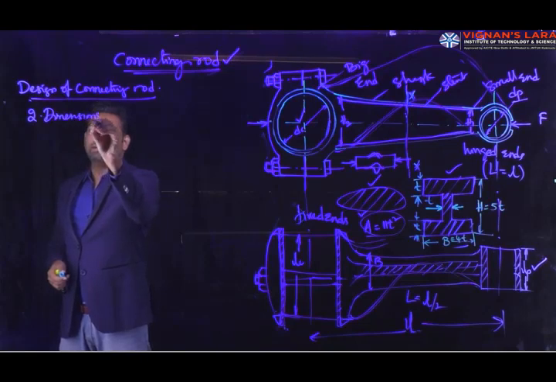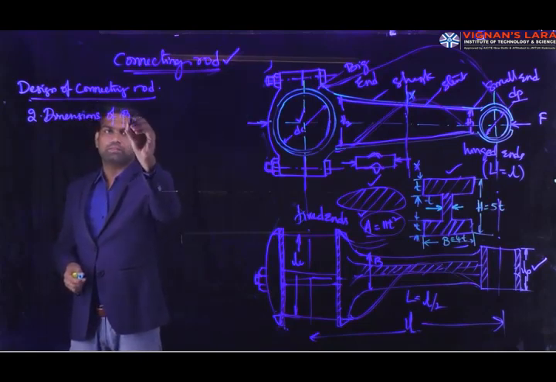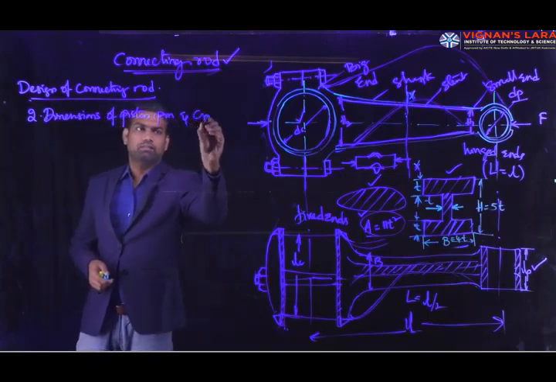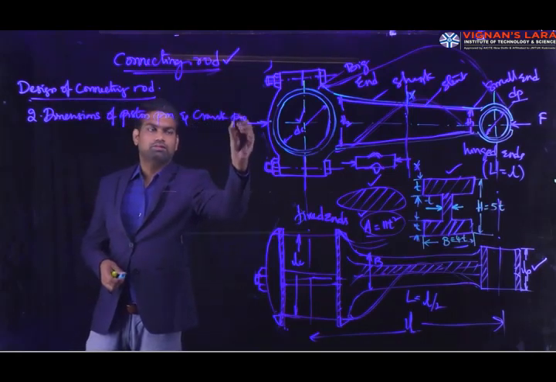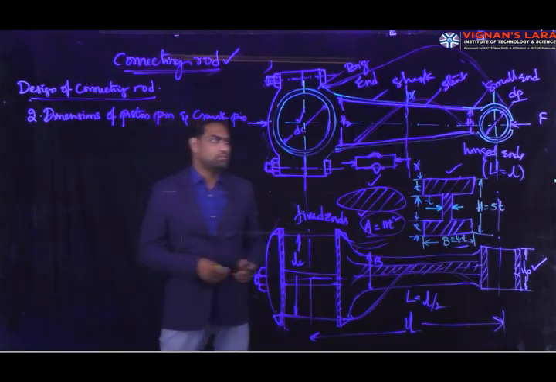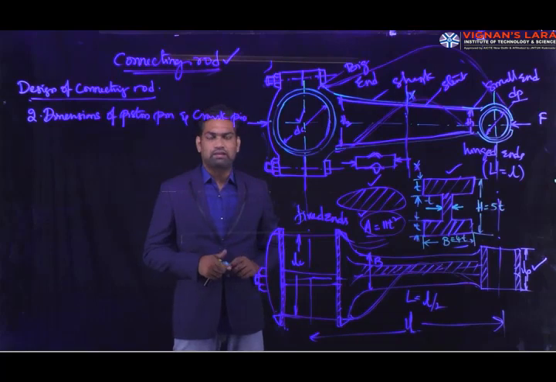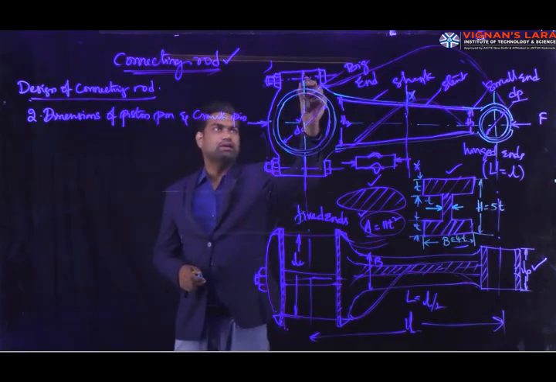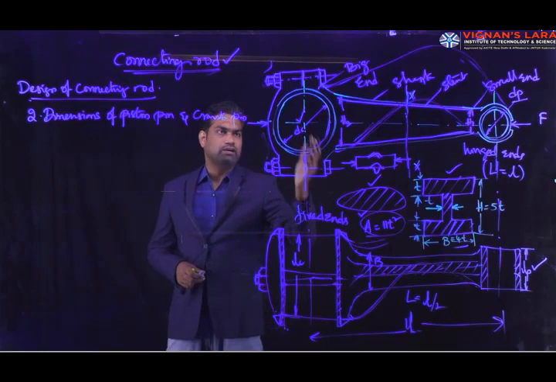So we need to calculate the dimensions of piston pin and crank pin. So here at the small end, the piston pin is to be provided to connect, a bush is provided, that is a phosphor bronze bush, and I need to take the bearing pressure for the phosphor bronze bush. And here at the big end, the big end is to be separated by means of a cap.